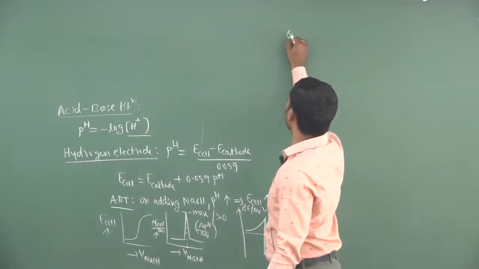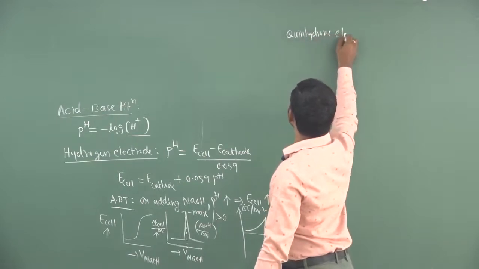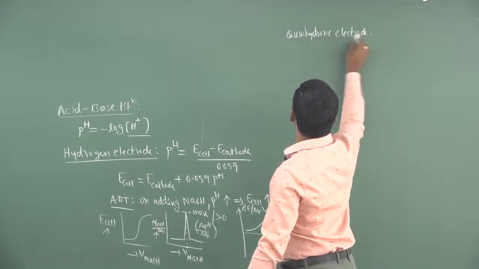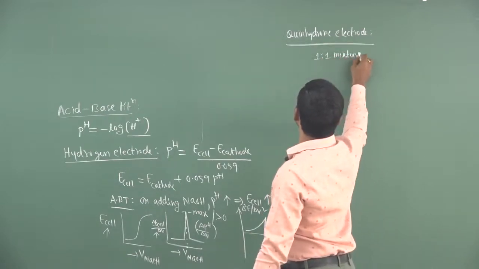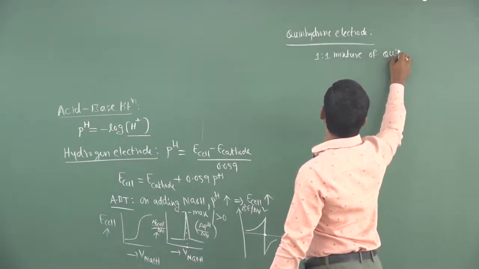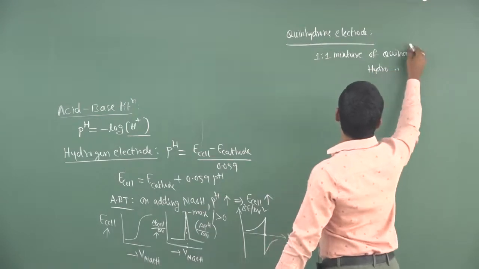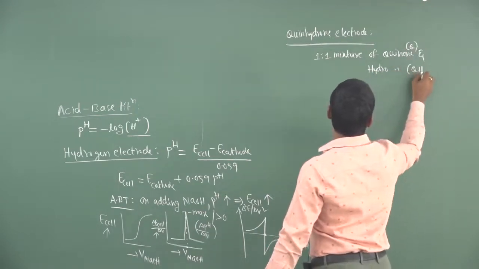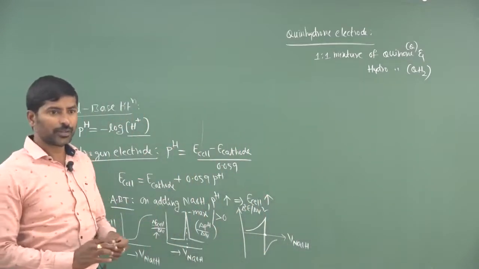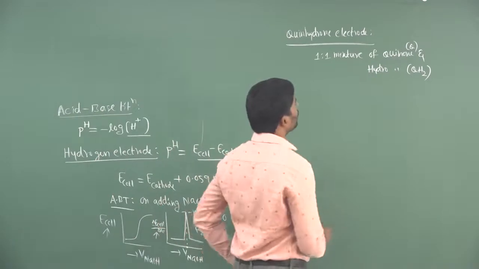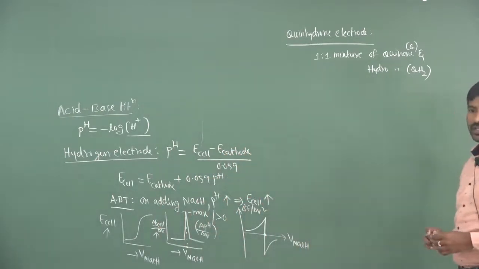Next one, if you take quinhydrone electrode. What is quinhydrone electrode? It is a 1:1 mixture of quinone and hydroquinone. Quinone, if you indicate with Q, hydroquinone is indicated with QH2. It is an example for which type of electrode? Redox electrode. Okay, it contains both quinone and hydroquinone, both are present in the solution. So that is called redox electrode.